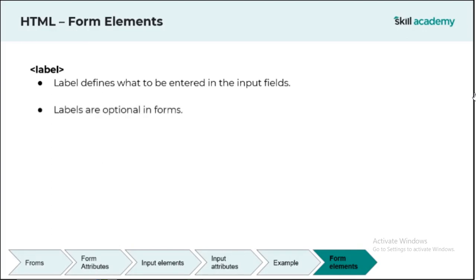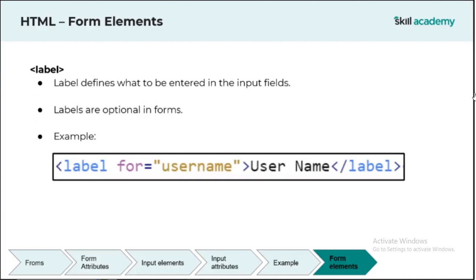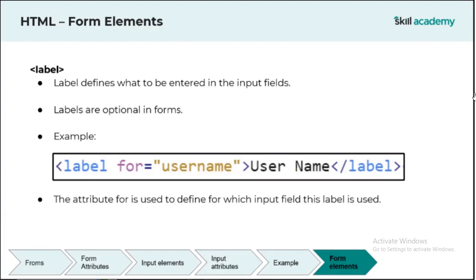Labels are optional in forms. It totally depends on you. If you want to use them, feel free to use it. Okay, example. This is how we are going to use label. Let's say you are going to receive a username. So you can use label for username and you can write this username text in your label. Now in the final HTML form, this username will be displayed, and below it we are going to have an area where user can insert his or her information. And here the attribute for is used to define for which input field this label is used.